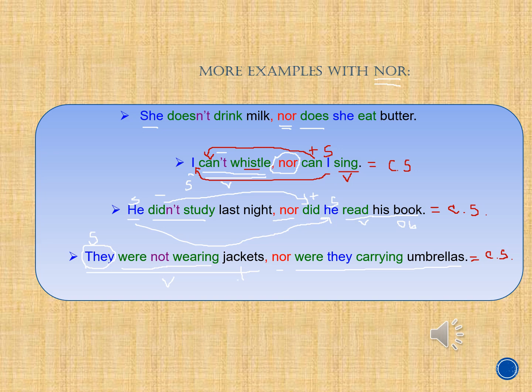Comma, nor is my coordinating conjunction. Look back to your first independent clause. You are using the word were, so you're going to copy were again, but not negative at this time. Then use the same subject, they, so you're going to copy they, and then write whatever complement you need to write. In this case, they weren't wearing jackets, nor were they carrying any umbrellas.